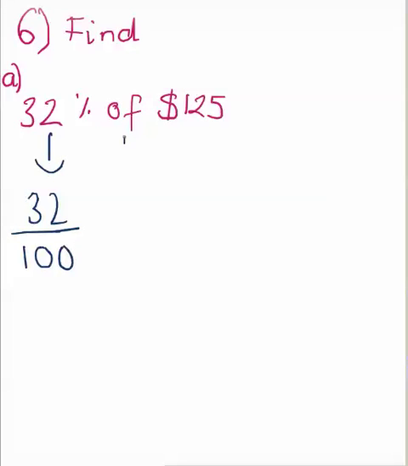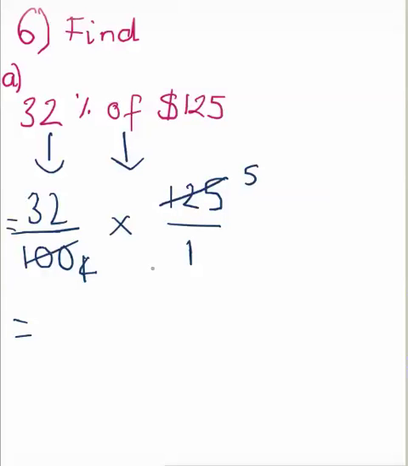Of in maths, in this case, means times. And $125, we can leave the dollar sign out for now. So 125 is really 125 over 1. And now all we have to do is simplify before we multiply. So 100 and 125, I can divide them by 25. 100 divided by 25 is 4. 125 divided by 25 is 5. And that's all I think I can do.